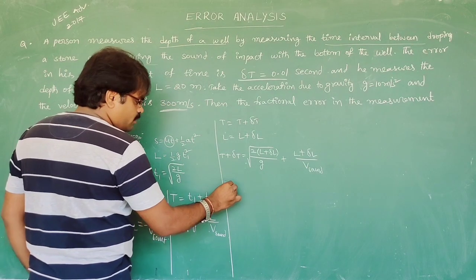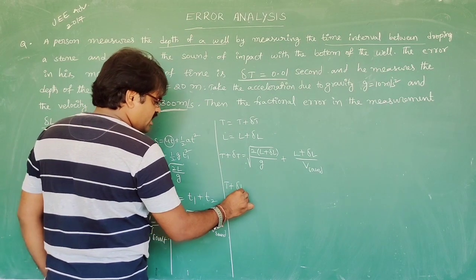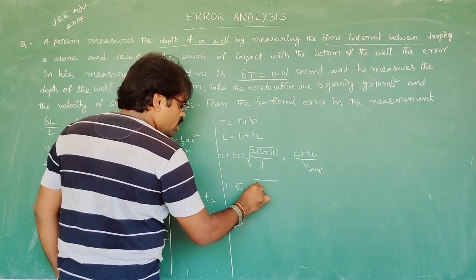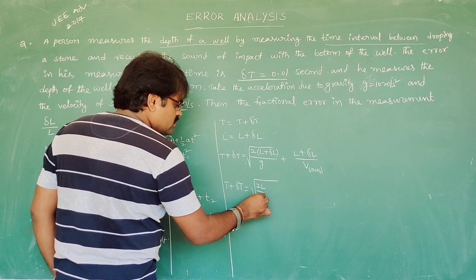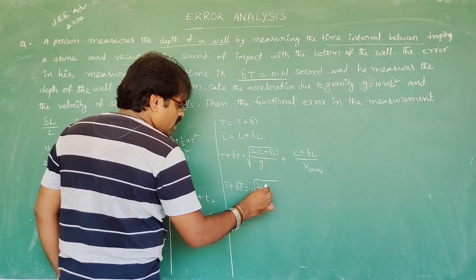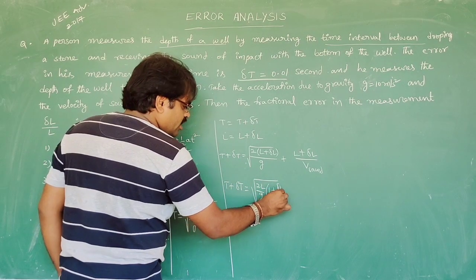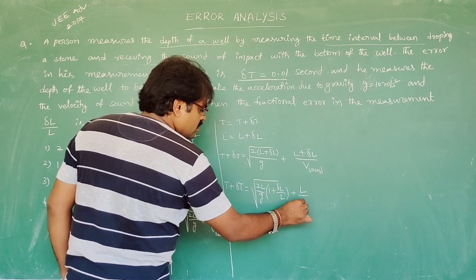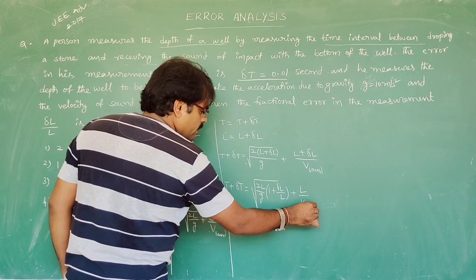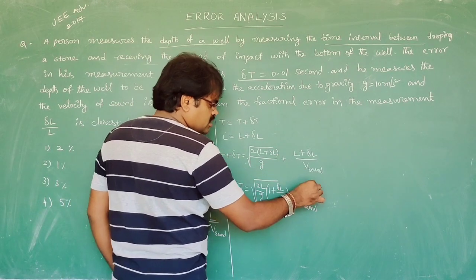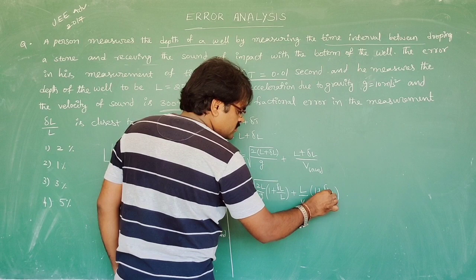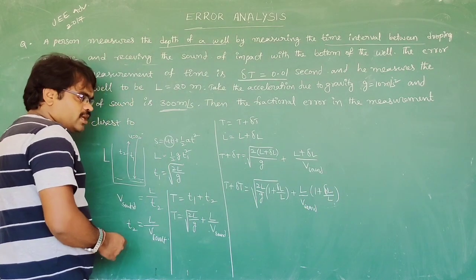Then T plus delta T is equal to, here we can take L common. L common means what do we get? 1 plus delta L by L. Here also we take L common by sound. Then we get L common, which means 1 plus delta L by L, it is the delta L by L.